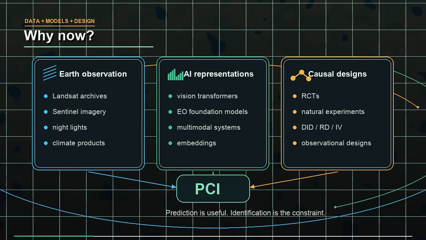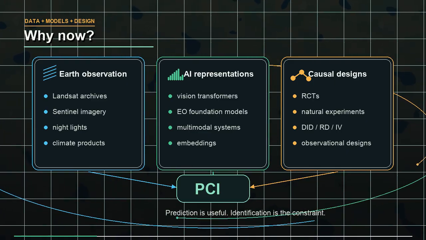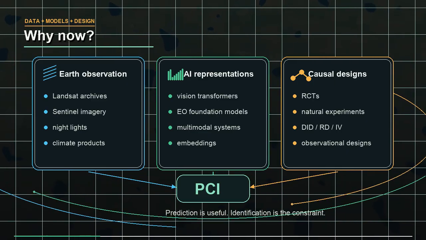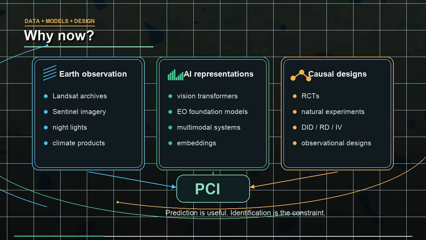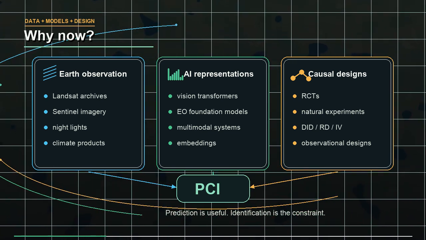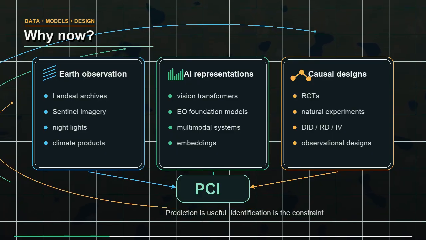But the causal axis still has to lead. A high-accuracy prediction map is not a causal estimate. PCI is design first. Define the estimand, defend identification, and then ask what planetary data can measure.